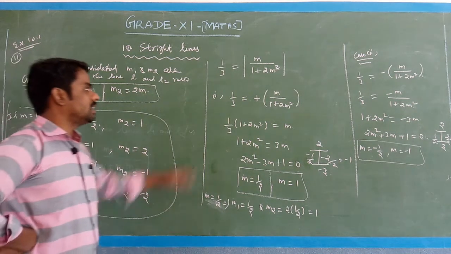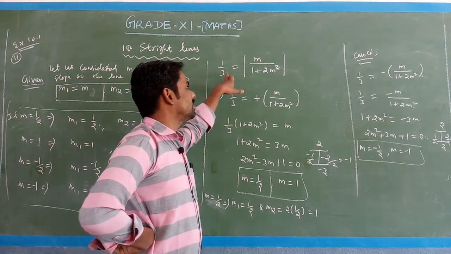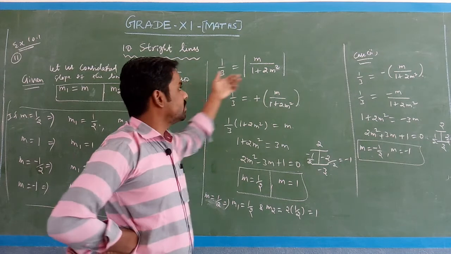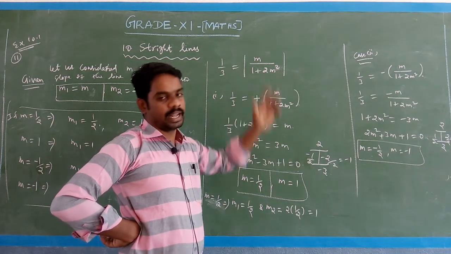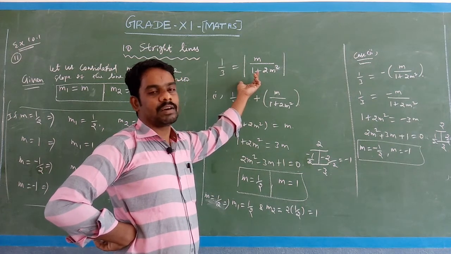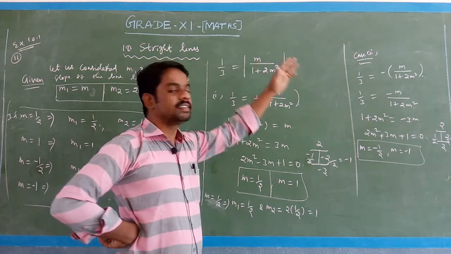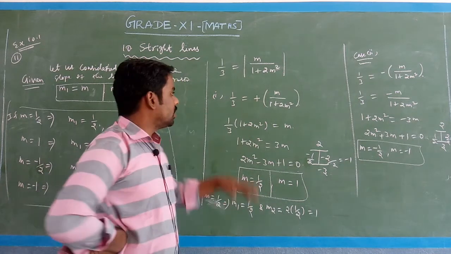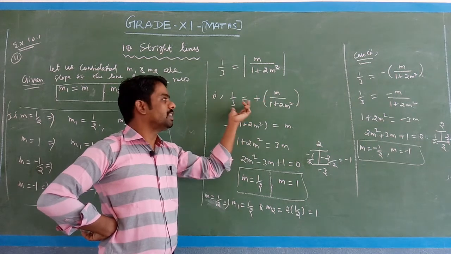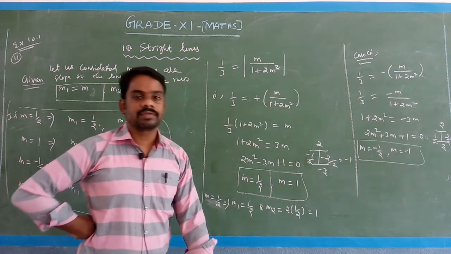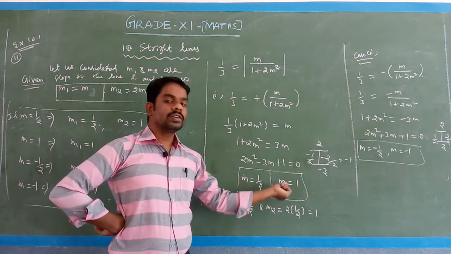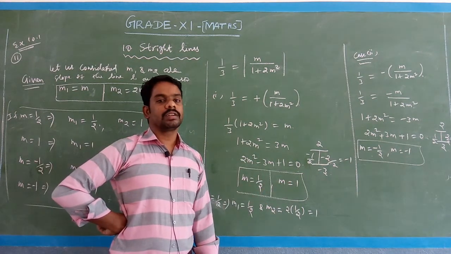Substitute these values. Tan theta of the two lines is 1 by 3, and m1 is m and m2 is 2m. Substitute this, so modulus of m by 1 plus 2m square. Here modulus means modulus of x is equal to plus or minus x. So the value is considered plus and minus. Let us consider case 1, the plus value. So 1 by 3 equal to plus of m divided by 1 plus 2m square. Solve this. We have m equal to 1 by 2 and m equal to 1.